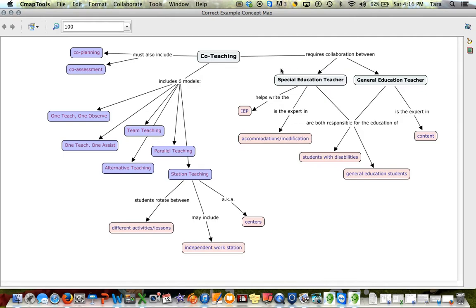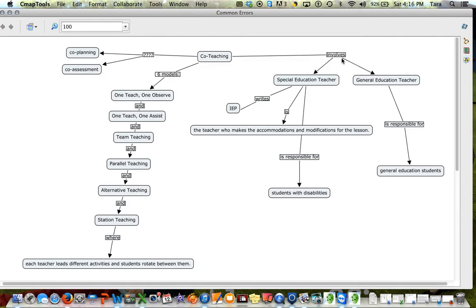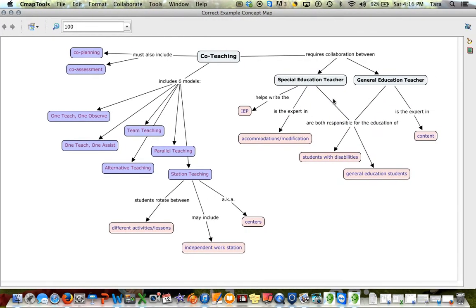So now I have much more specific linking terms. So I have "requires collaboration between" instead of "involves." Okay. I also have the correct link here: "are both responsible for the education of both groups." I said "is the expert in." That's much more specific than "is."